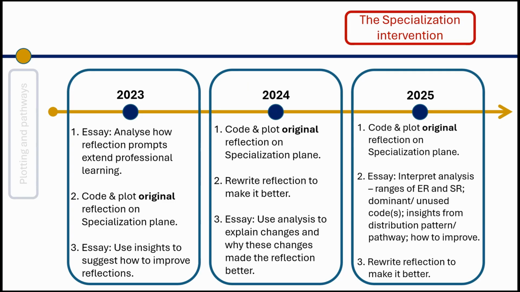But in all 3 years, they had to choose a reflection from their reflective journal from previous teaching practicals, code it using the translation device that I'm going to show you next, and plot it on the specialization plane. And sometimes they wrote an analytical essay talking about how they used insights from their coursework and analysis to suggest how to improve their reflection, or what the analysis showed them about their original reflection, and then in 2024 and this year, they had to rewrite their reflection using those insights to make it better.